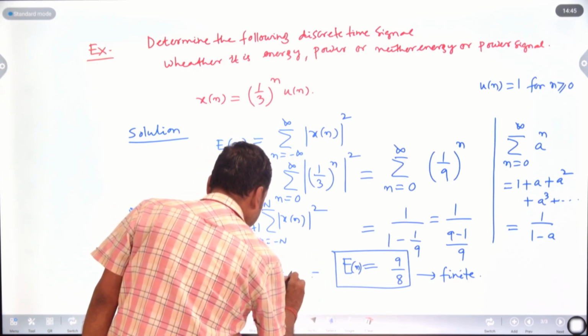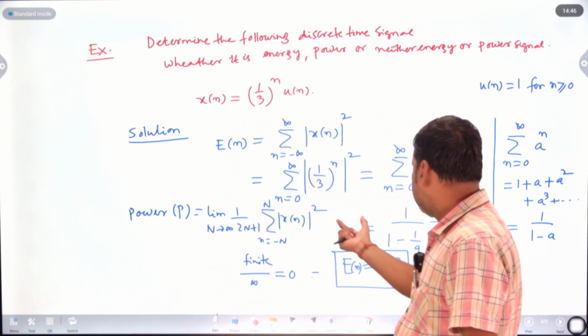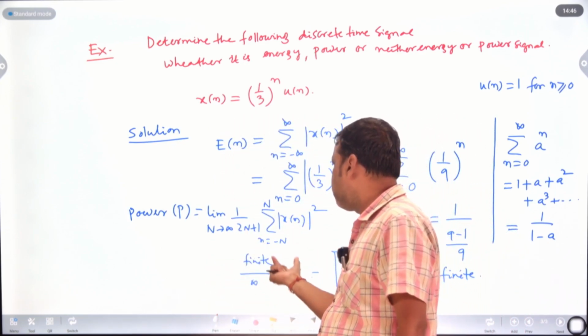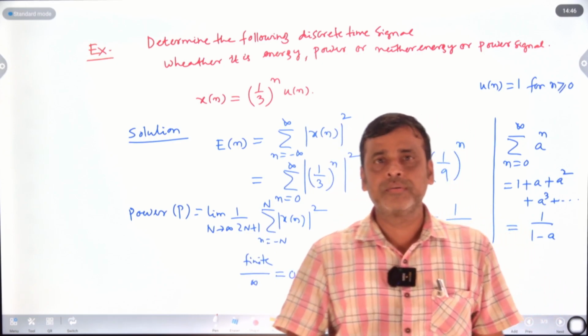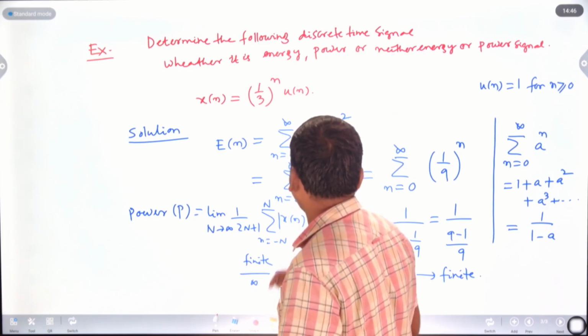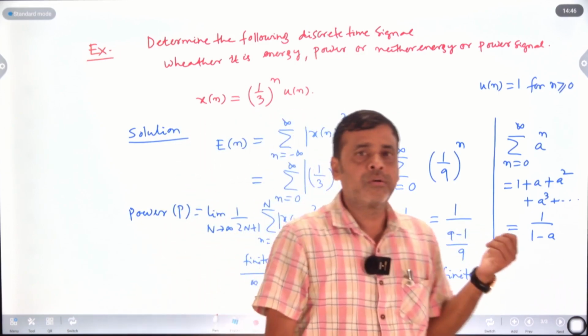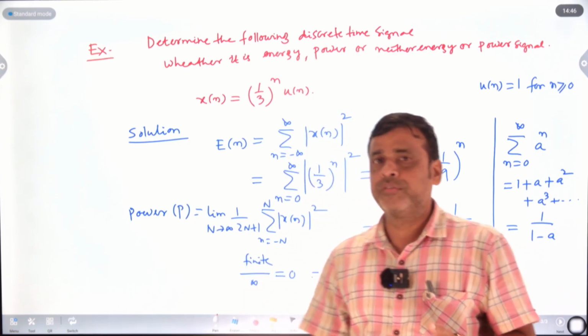That is equal to 0. So if energy is finite and the power becomes 0, the signal is called the power signal. This is one of the examples. If the question asks to find x of n equal to (1/3)^n u of n, whether the signal is an energy or power signal.